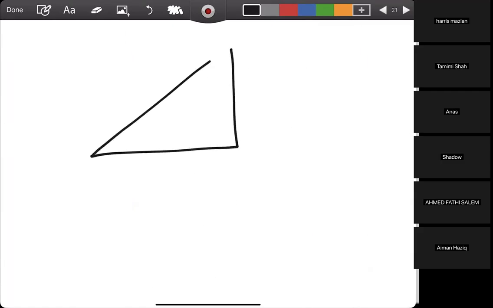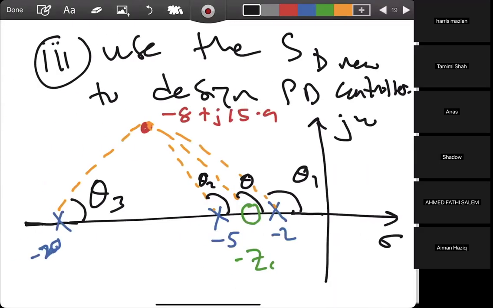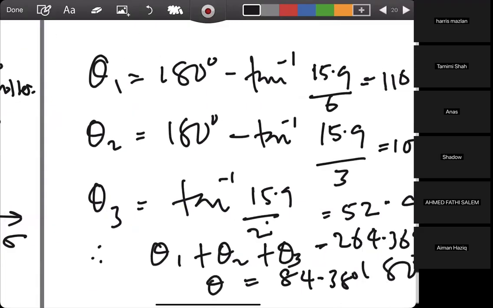Sir, tangent inverse of 15.9 over 2, I got 82.83 degrees. Theta 3, tangent, wait, 15.9 over 20 minus 8, how much? 20 minus 8? Oh, it's 12. Sorry, 12. Yeah.